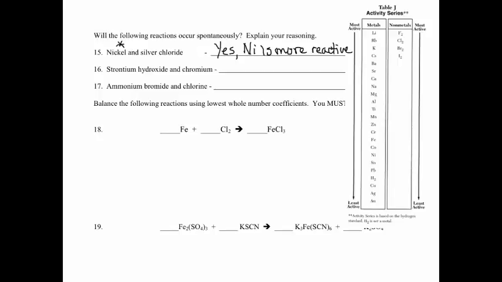Next one, we have chromium by itself, which is a metal, so we're going to compare that to strontium in our table. Here's strontium up here, and then chromium's way down here. So our more reactive metal in this case is strontium. It's already in the compound, so we're going to say no, and the reason why is strontium is more reactive.